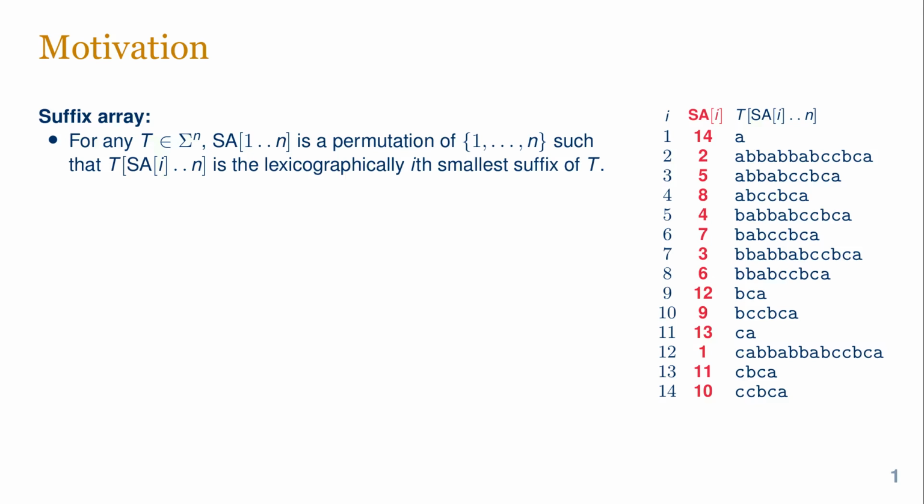For any string t of length n, we define its suffix array SA[1..n] as an array storing the permutation of numbers from 1 to n, such that t from position SA[i] to n is the lexicographically ith smallest suffix of t. In the example on the right, SA[3] is equal to 5, which means that the third lexicographically smallest suffix of t starts at position 5.